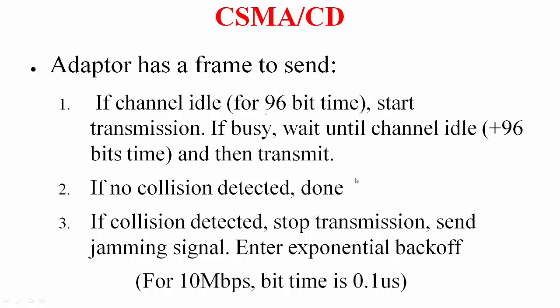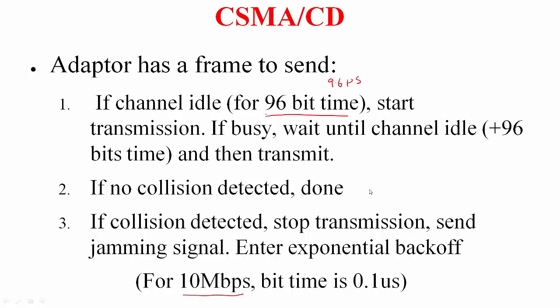Whenever an adapter has a frame to send, first it has to sense the channel, and it has to sense the channel idle for 96 bit times. This corresponds to 9.6 microseconds if we are dealing with 10 Mbps Ethernet. Why this wait? It gives an opportunity for the receiver to process the previous frame before it is ready to receive the next frame.